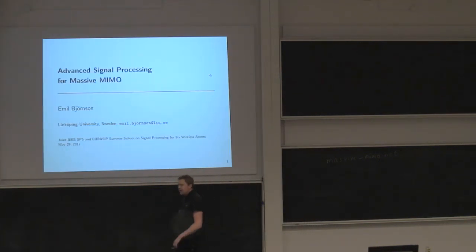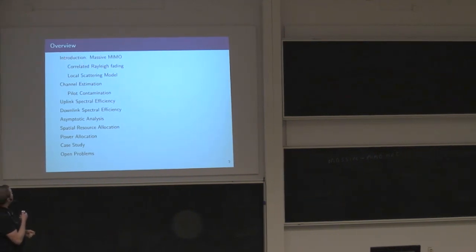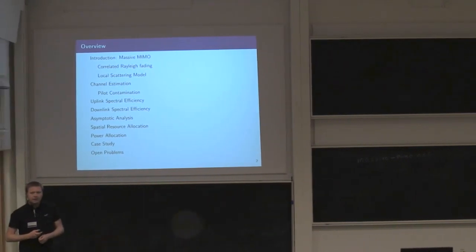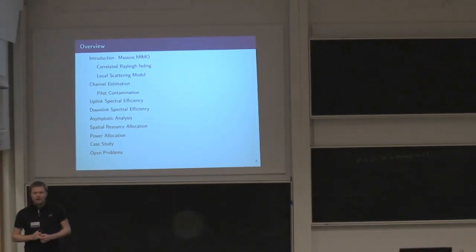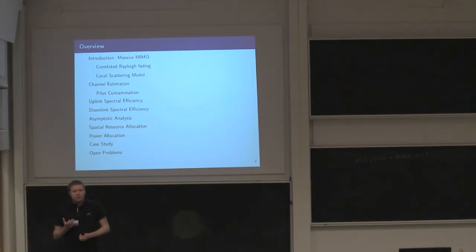So I call this presentation Advanced Signal Processing for Massive MIMO. And the topics that I will talk about today, I will give you a short recap of what Massive MIMO is. And then I will talk in particular about correlated Rayleigh fading and what that is, and provide you an example of how you compute the spatial correlation in the communication system. And then this correlated fading will go through all of the things we're going to talk about today.